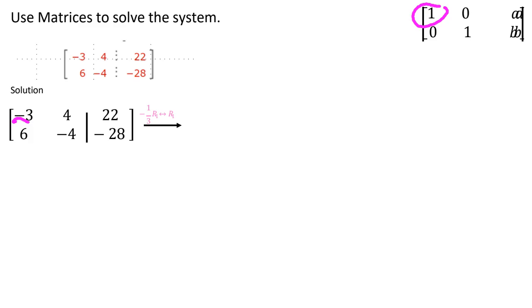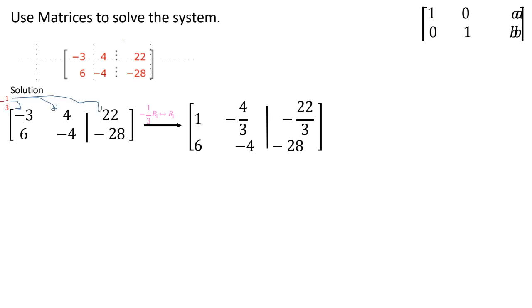Okay, so what I can do is I'm going to multiply this -3 by -1/3, and it's going to become 1. So -1/3 times -3 will become 1. And I'm going to do that to the whole row. And I'm going to put my answer back in the same row. So let's go ahead and do that. So -1/3 times -3 is 1. -1/3 times 4 is -4/3. -1/3 times 22 is -22/3. I didn't do anything to the second row, so I just write it as is.